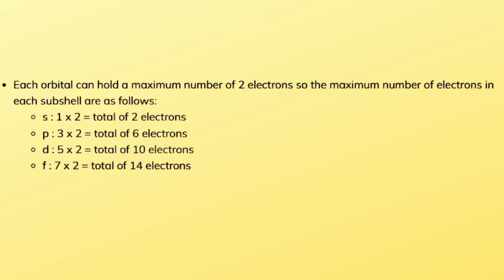Similarly, p has 3 orbitals, and 1 orbital holds 2 electrons, so 3 times 2 becomes 6 electrons. The d subshell has 5 orbitals, so 10 electrons. The f subshell has 7 orbitals, so 14 electrons.